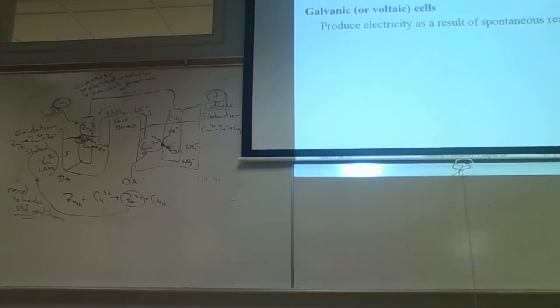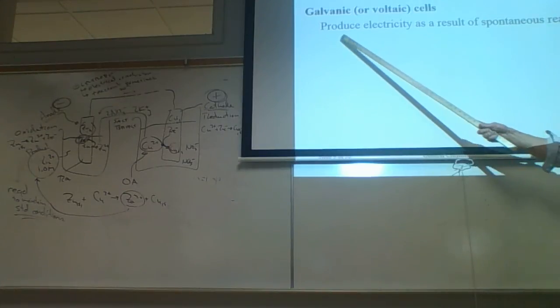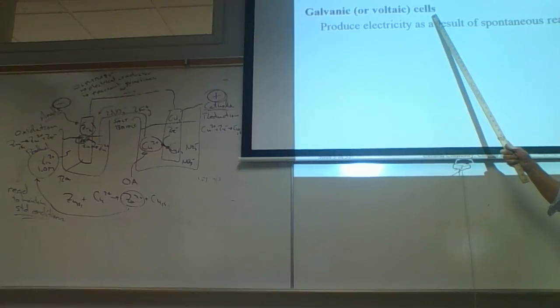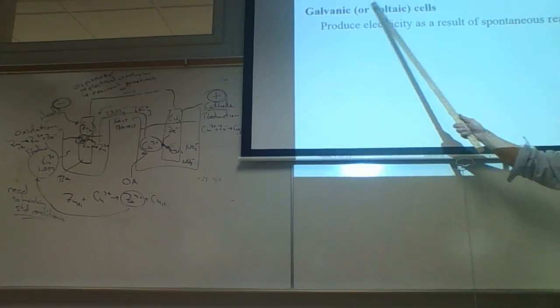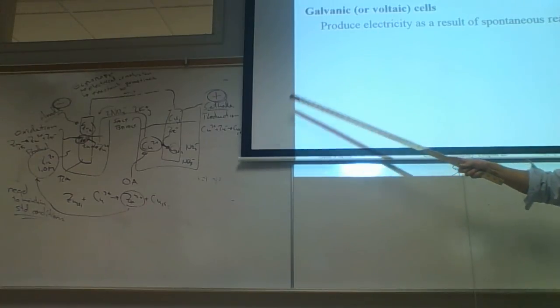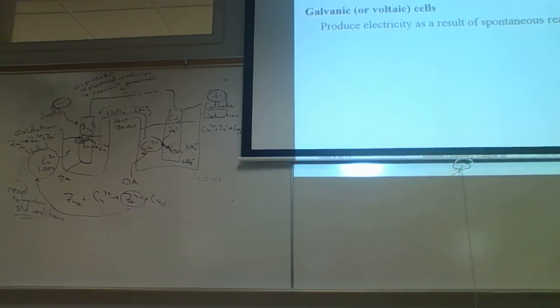Okay, the two types of cells, again: there are cells that produce electricity. Those are galvanic or voltaic cells, or batteries is one other word. Batteries produce electricity by using chemical potential energy and converting it into electrical energy.